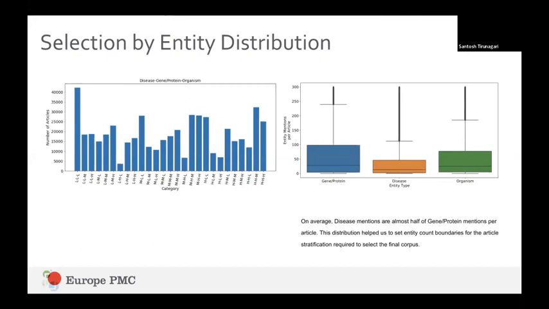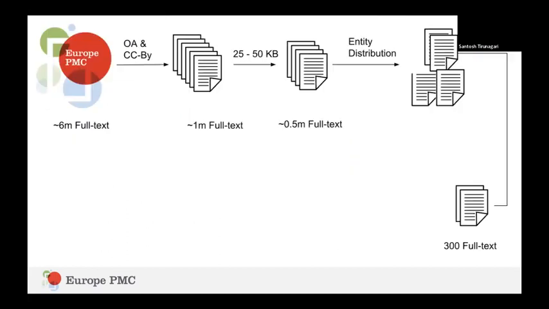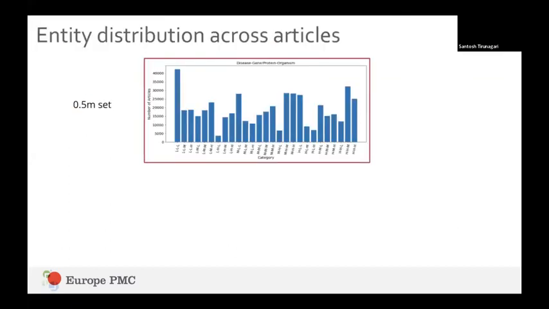On average, the disease mentions were almost half the size of the gene protein mentions. And this really helped us to set the boundaries for the final articles based on a stratification approach. So we selected 300 articles out of 500,000 articles based on entity distribution in a stratified approach.